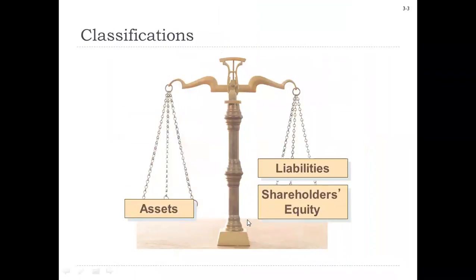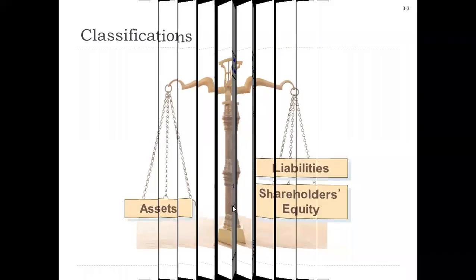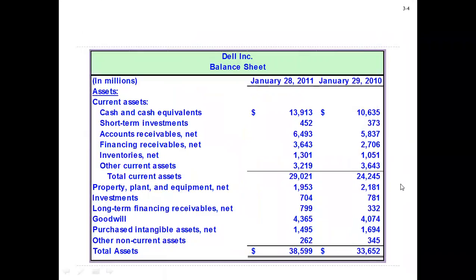Okay. The balance sheet, as I indicated, shows assets, liabilities, and stockholders' equity. And you remember from the accounting equation that assets equals liabilities and stockholders' equity. That's why you have the scale here that shows assets balance with liabilities and stockholders' equity. And again, that's the accounting equation. Here's an example of a balance sheet for Dell, the computer company, showing its assets.